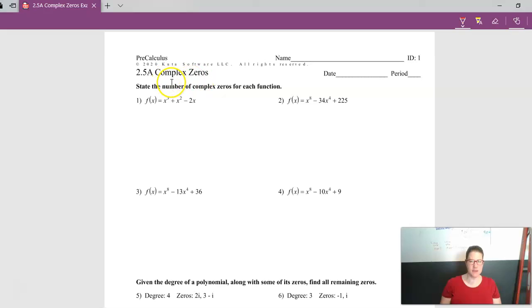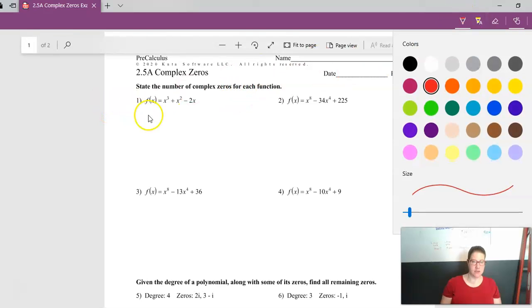So a complex number is, remember, a number that can have a real part and an imaginary part, but every number is actually considered complex because any real number can be considered having a zero for its imaginary part. So the first section just says to state the number of complex zeros for each function. It's kind of like asking how many solutions it will have. And we can always tell the number of solutions just by looking at the highest exponent. That will tell us how many zeros there should be.